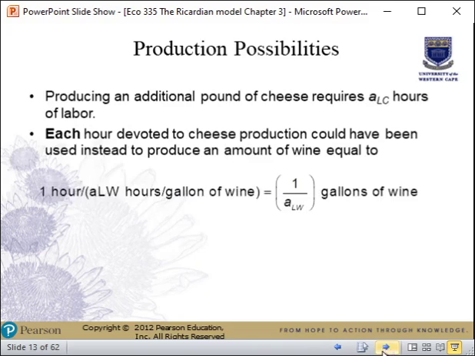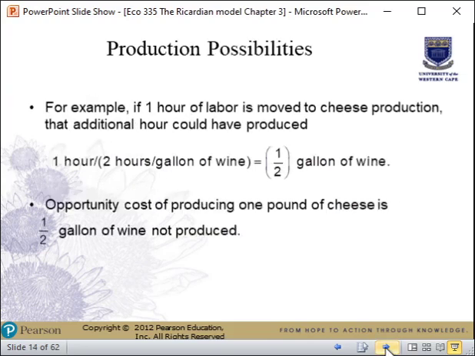Let us use a simple example to calculate opportunity cost. Suppose it takes 1 person-hour to make a pound of cheese and 2 hours to make a gallon of wine. Then by spending 1 hour in producing one extra unit of cheese, that 1 hour could have been used to produce half a gallon of wine. Thus the opportunity cost of producing 1 pound of cheese is half a gallon of wine.